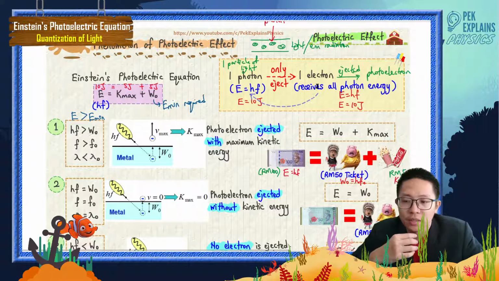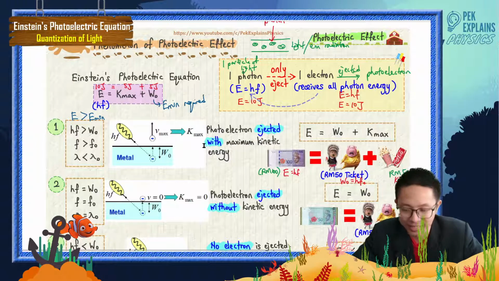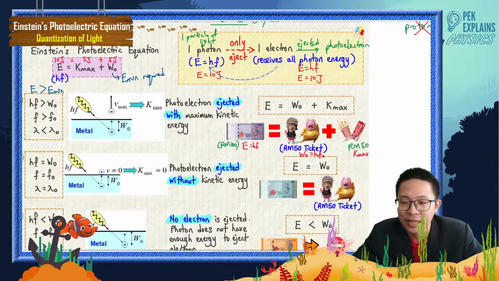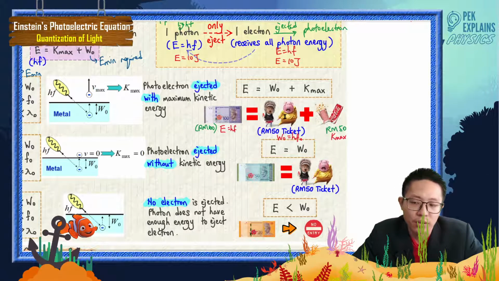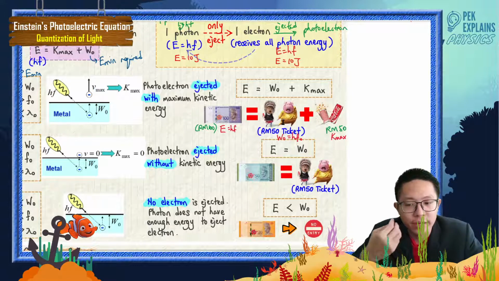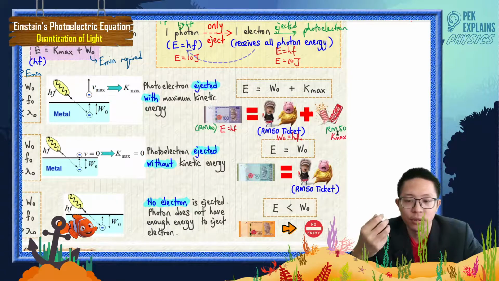Because the electron absorbs all the photon energy, 10 joule, and now the electron has 10 joule of energy to overcome the work function, 5 joule. So it still has the remaining 5 joule of energy as kinetic energy. Understand? It's like that. You have 100 ringgit in cash, the photon energy. To overcome the work function, the binding energy, which is the entrance ticket, you pay for the entrance ticket. So you can enjoy your show, and you have another remaining 50 ringgit to pay for your snack. The 50 ringgit is like your maximum kinetic energy.